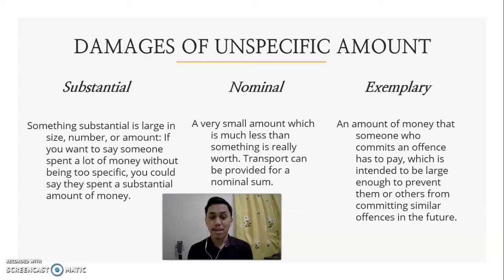Secondly, nominal. A very small amount, which is much less than something is really worth. Transport can be provided for a nominal sum. And thirdly, exemplary. Exemplary is an amount of money that someone who commits an offence has to pay, which is intended to be large enough to prevent them or others from committing similar offences in the future.